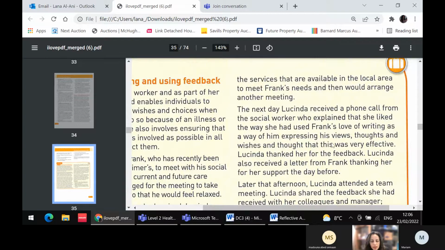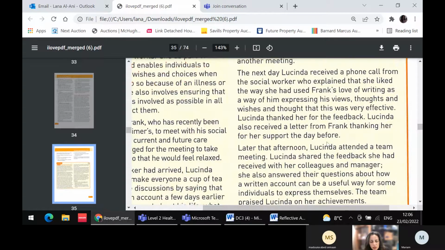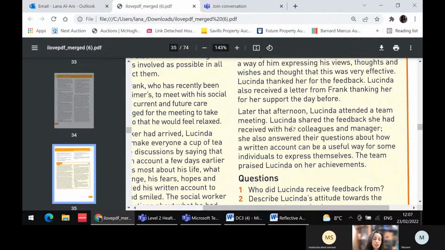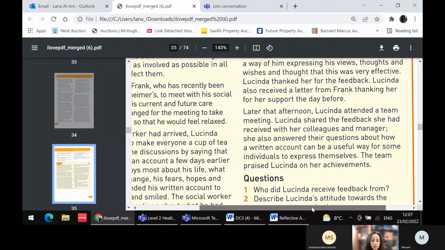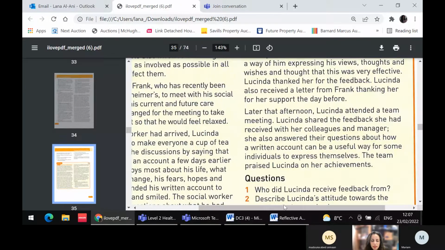Because she also arranged another meeting, and later this afternoon, Lucinda attended a team meeting. Then Lucinda shared her experience with the manager, answered their questions with her colleagues, and the team praised Lucinda on her achievements.